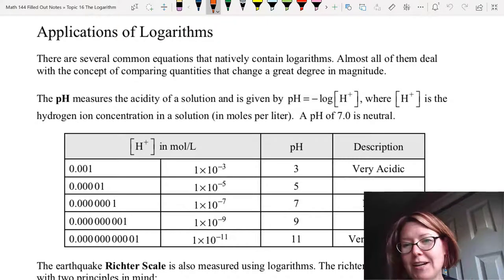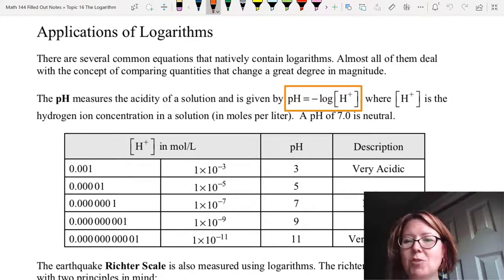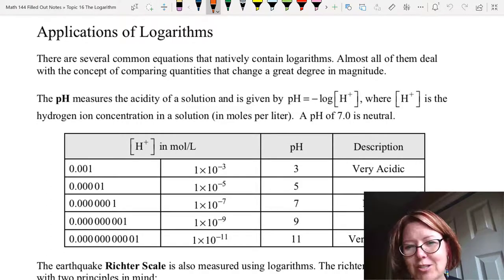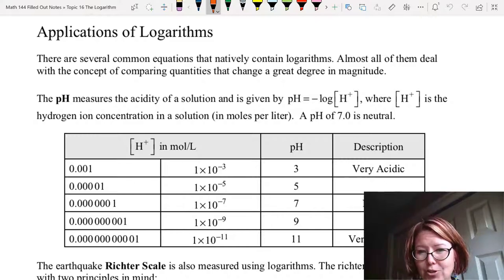Anyways, let me start over again. pH equals negative log left bracket, capital H plus in the exponent right bracket. In layman's terms, pH is the negative log of the hydrogen ion concentration. So H plus in brackets is the hydrogen ion concentration in a solution, which is measured in moles per liter. A pH of 7 is neutral.